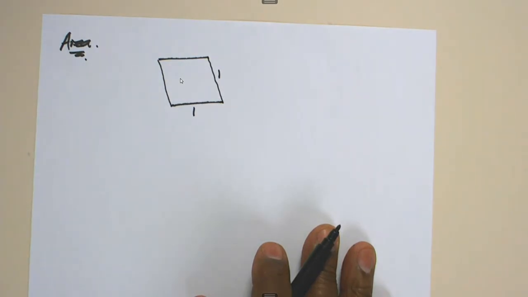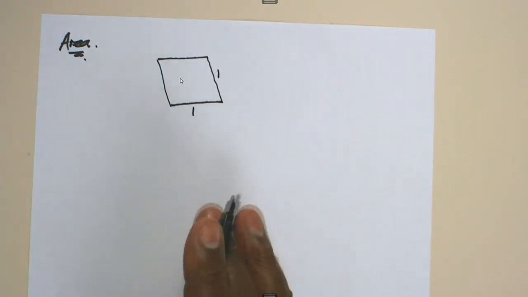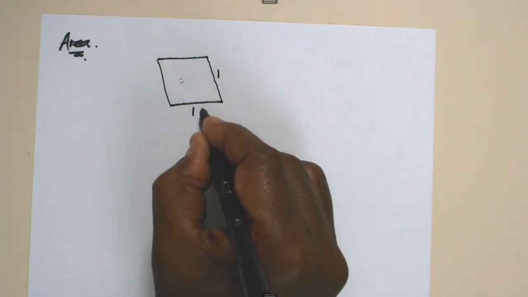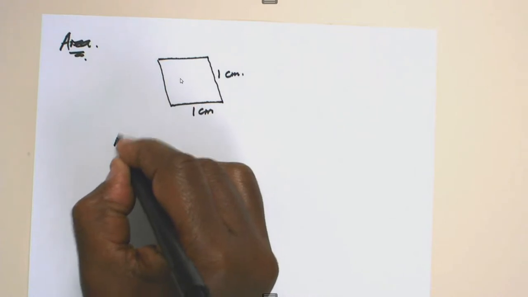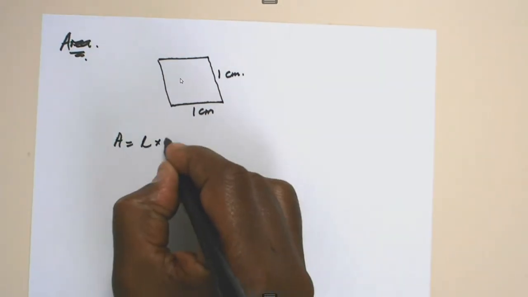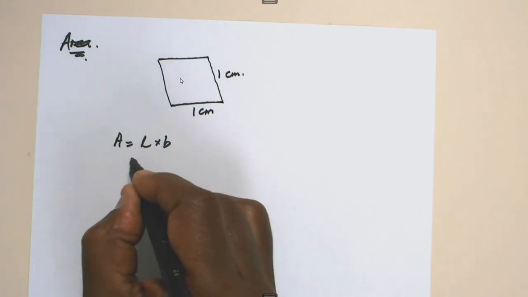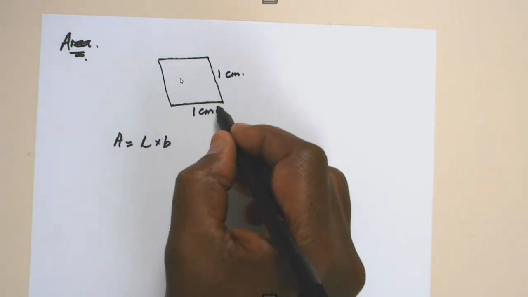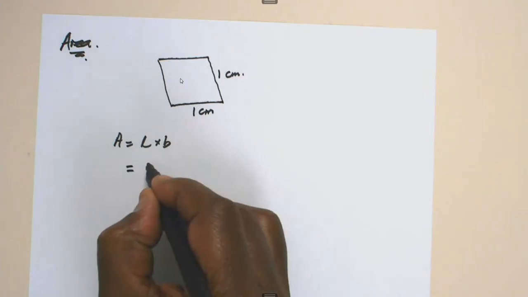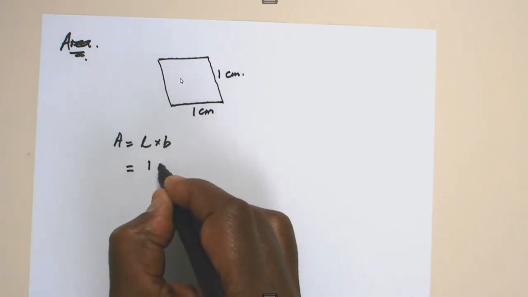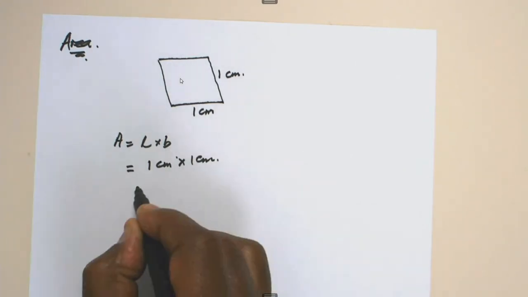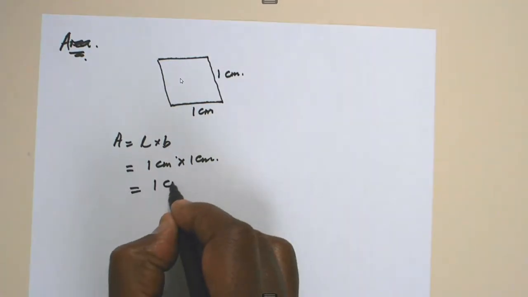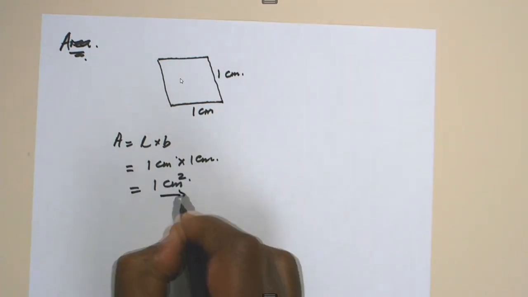Now, let's say, for example, we say this is 1 centimeter in length and that is 1 centimeter in length. You know that area is equal to length times breadth. Therefore, area in square centimeters will be given by 1 centimeter multiplied by 1 centimeter. That would give you 1 centimeter squared, or 1 square centimeter.